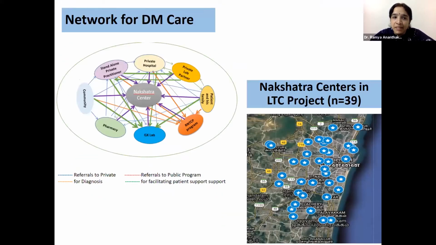So in the private sector, we create a network for care, which includes the Nakshatra Center at the center and all the other private players in the spokes. And this is a closely coordinated network. This is more of a private partnership that we have built and are currently working with. As you can see, these Nakshatra centers are spread across the city of Chennai. Next slide.